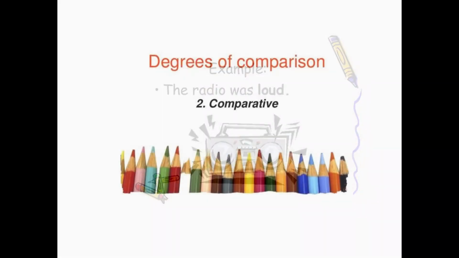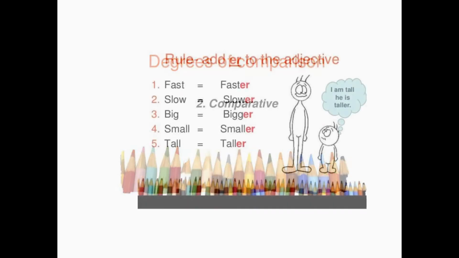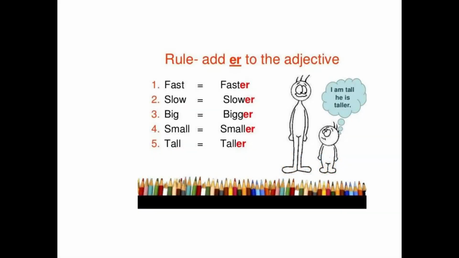Next, we will talk about the comparative degree, the second degree of comparison. Comparative degree is used when we compare two people or things to each other. Let's see what is the rule that we follow. The first rule is we add er to the adjective. So in order to make fast change into its comparative form, we just add er and it becomes faster. The same way slow becomes slower, big becomes bigger, small becomes smaller, tall becomes taller.